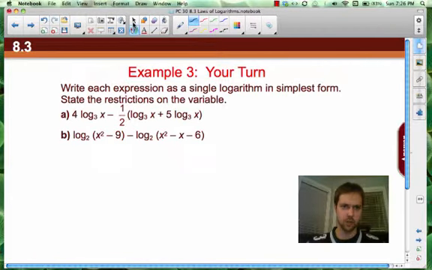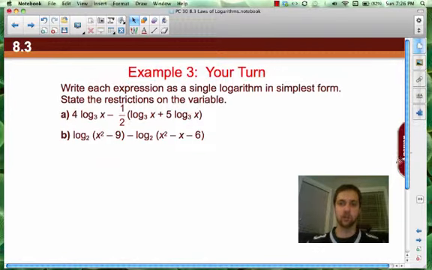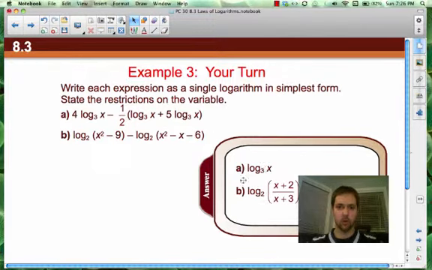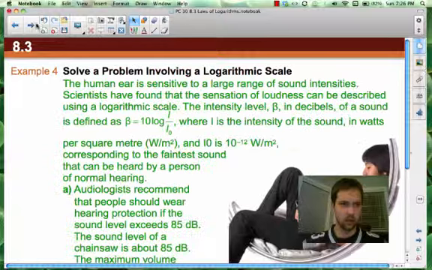Okay, so here's your turn. Go ahead and give it a try. So hit pause, the answers will be there when you get back. There you go, there are the answers. Hopefully you were able to identify those and start to get an understanding of what's going on here.